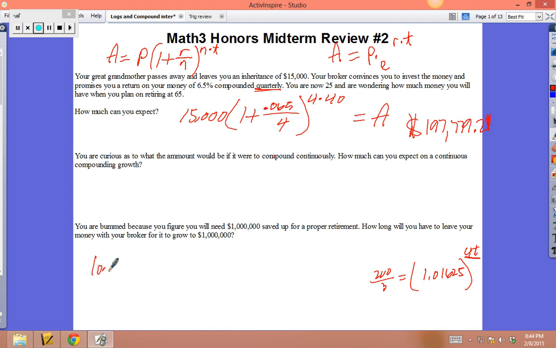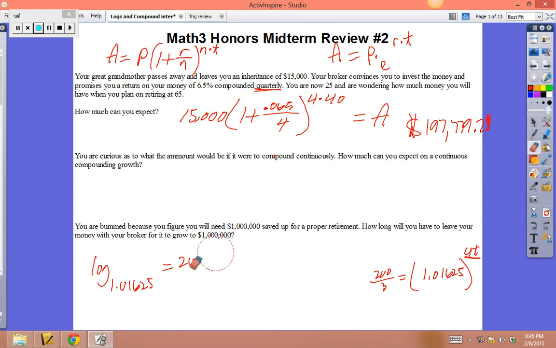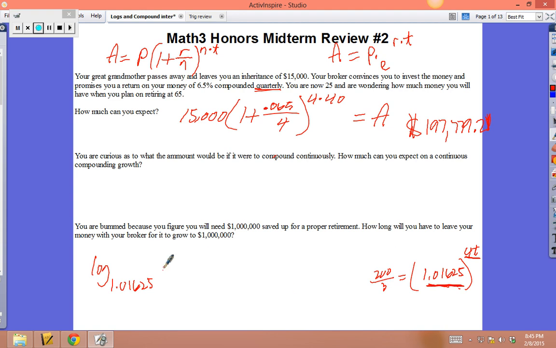So it's going to be log in base 1.01625 of 200 thirds. Oh, whoops, I gotta do the of. So the base is this guy, and you're taking the log of this guy. So you're taking the log of 200 thirds, and that is going to equal the exponent. So logs always spit out the exponent. The exponent is going to be 4t. So now I'm going to type this in to my calculator and hit enter, because the calculator is going to do the conversion of that.